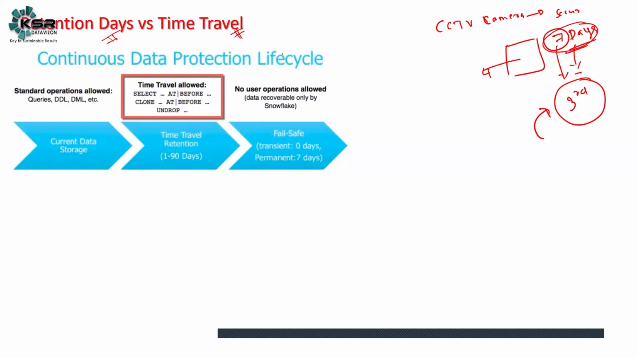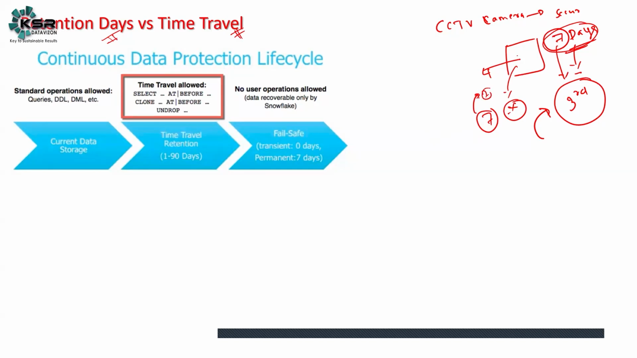Now, what is the meaning of retention period? A retention period is a time duration for which your Snowflake object can keep the historical data. Whatever data you have defined, on top of that, it can keep. Now, you might be configuring inside your security camera, right, after 7 days, delete my previous data. Similarly, Snowflake will delete your data after 7 days.